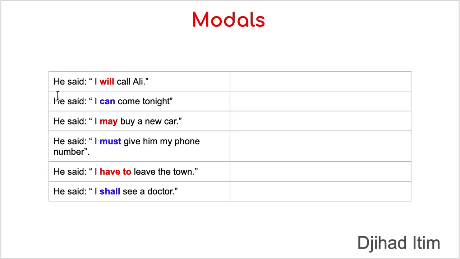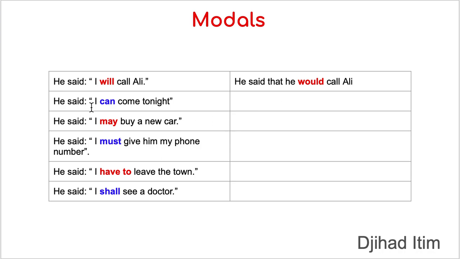So for the first one here, we have: he said, "I will call Ali." In the indirect speech, we say he said that he would call Ali. So "will" turns to be "would" in the indirect speech, or reported speech. From "I" to "he," "will" to "would." We omit, of course, the quotation marks and the colon, add "that," change "I" to "he," and then the modal verb "will" to "would." So he said that he would call Ali.